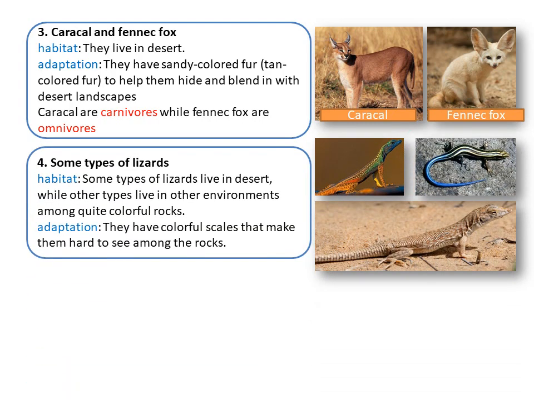Number 4, some types of lizards. As for their habitat, some types of lizards live in desert, while others live in other environments among quite colorful rocks. So they have colorful scales that make them hard to see among the rocks.